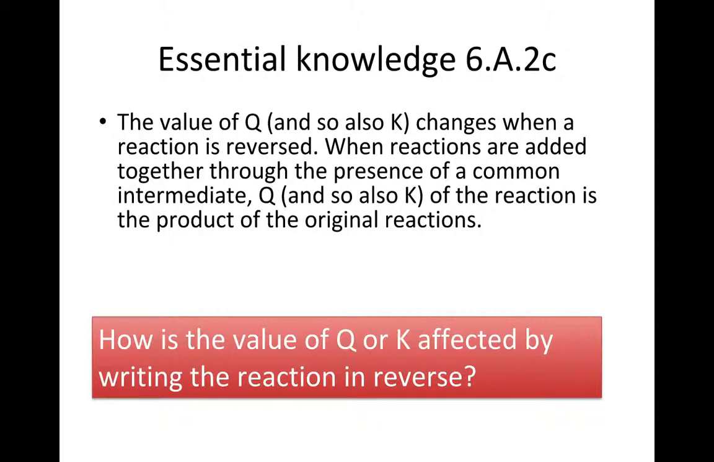Also, if you're adding together reactions, just like in Hess's law, where we want to add a reaction to another reaction, you would need to multiply the K values for that. Likewise, if you multiply a reaction by a constant, say you double a reaction, you will need to square the Q or the K value for that particular reaction. So to answer the question in red down at the bottom, how is the value of Q or K affected by writing the reaction in reverse? It means that the Q or K is flipped. It is reciprocal.